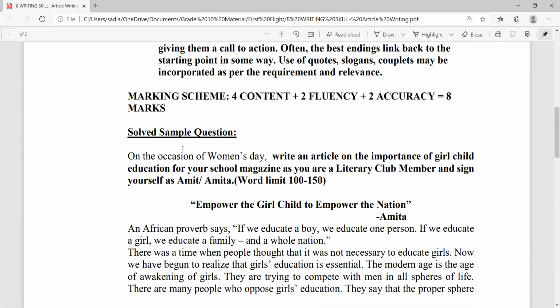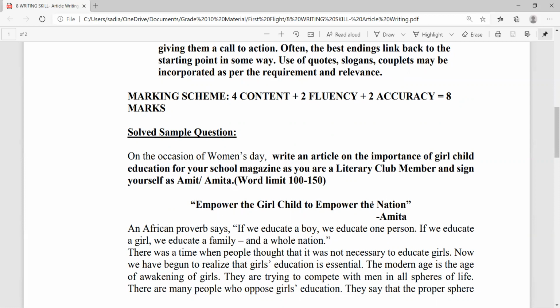Now, a sample done for us on the occasion of Women's Day. Write an article on the importance of girl child education for your school magazine, as you are a literary club member, and sign yourself as Amit or Amita. Please make a note that if you are a boy, you sign Amit. If you are a girl, you sign Amita. Please do not write both the names.